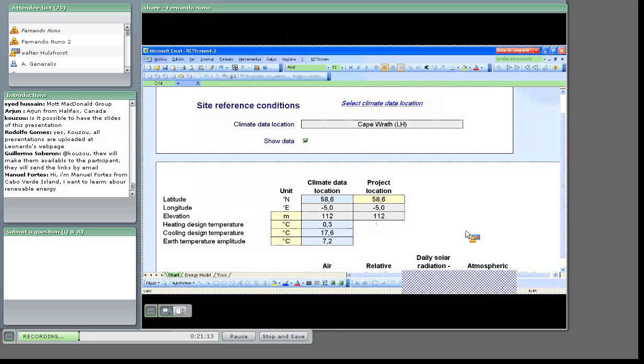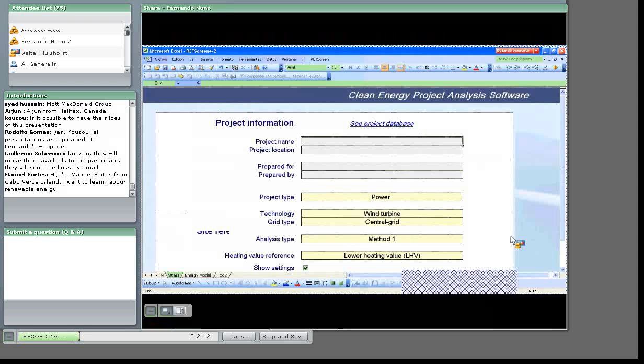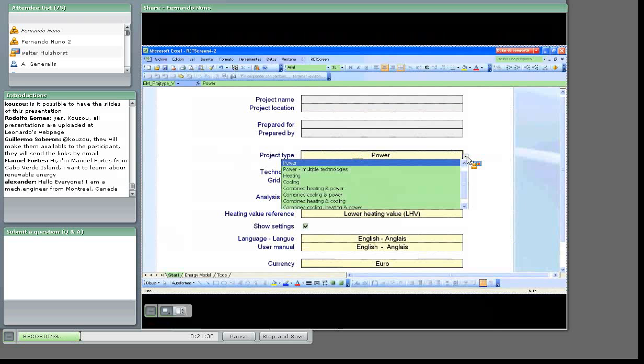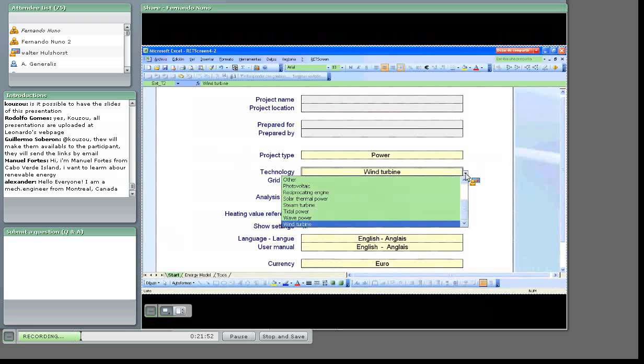Well, so now you should see this Excel sheet, which is the RETScreen model. So let's proceed in the right way. Here in the RETScreen model you have the possibility, of course, to name your project, to specify the location and other issues. Then the first point is to choose what kind of project you are going to analyze. In RETScreen you have several possibilities: heating, cooling, combined heat and power. Well, in this case this is simply power.